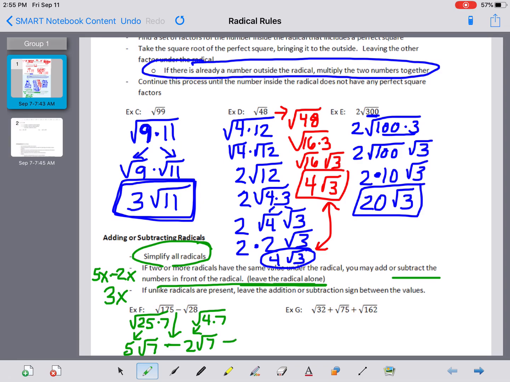5 minus 2, well, that's going to be 3, and then I just leave the square root of 7. Okay, I have to leave it because it's its value, it's its last name, or whatever you want to call it, but I don't do anything with it now. So my answer is 3 square root of 7.